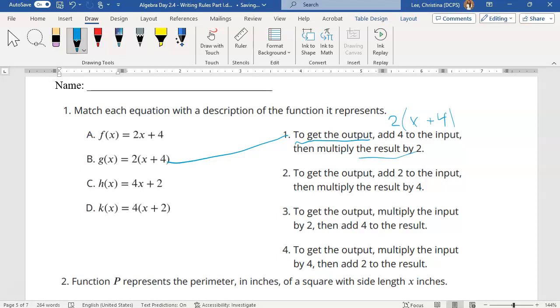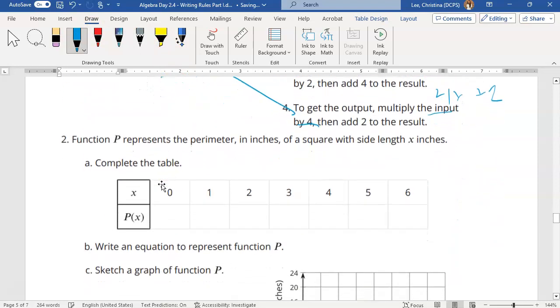To get the output, add 2 to the input, so x plus 2. This time we're multiplying the result by 4. And so that's this one here. To get the output, multiply the input by 2, so that's 2 times x. Then add 4 to the result. And then last but not least, multiply the input by 4, so 4 times x plus 2.